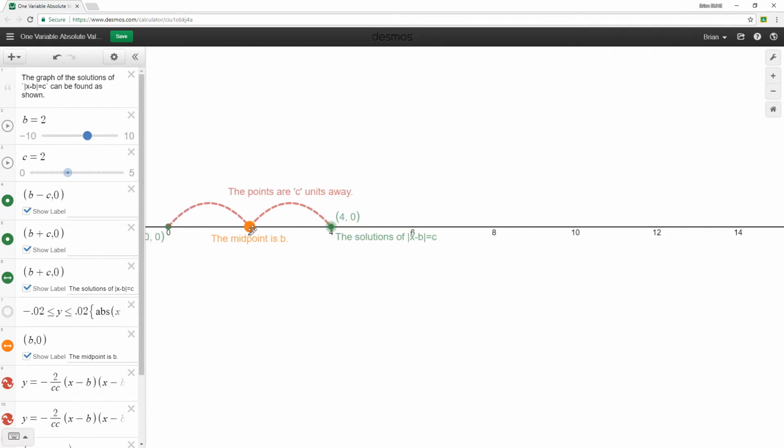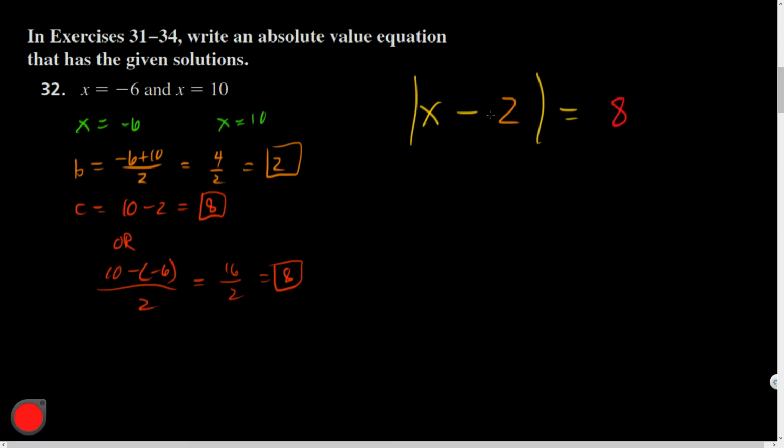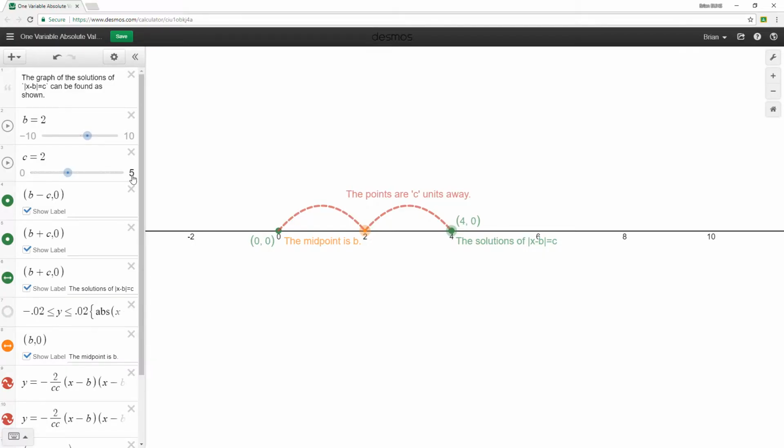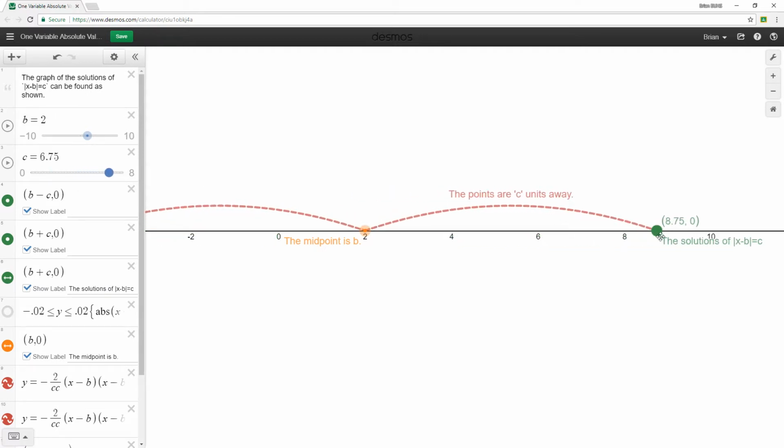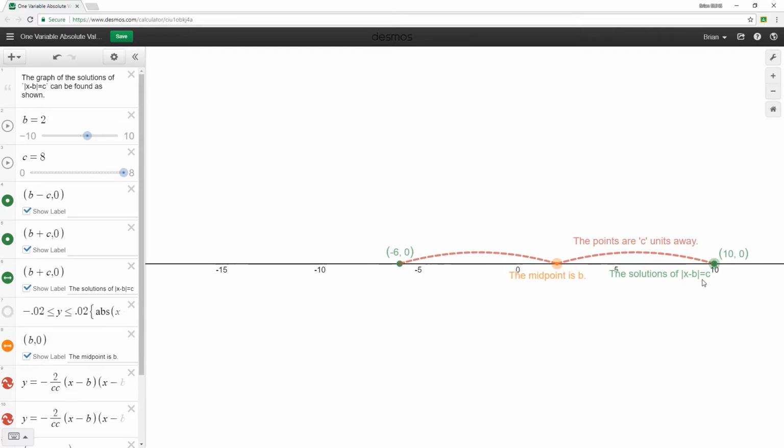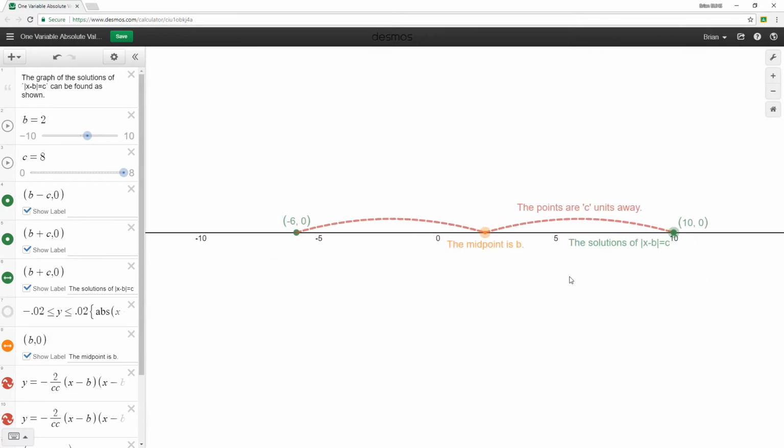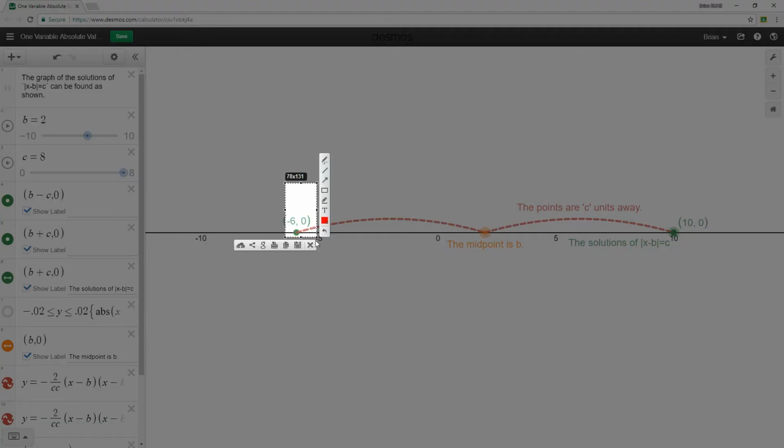So let's see. If b is 2, so x minus 2, and the distances are 8. Oh, guess what? Watch this. I'm going to change my slider. Let me go as far as 8. All right, so it looks like this would be my graph, something like this.